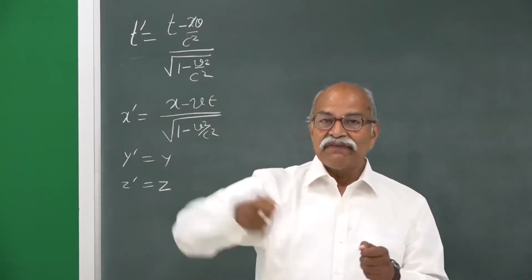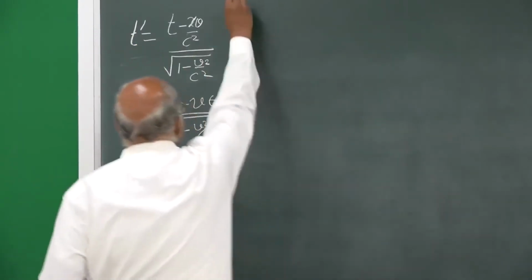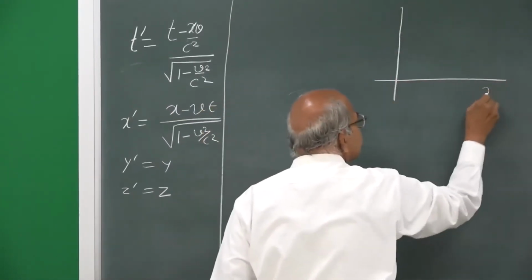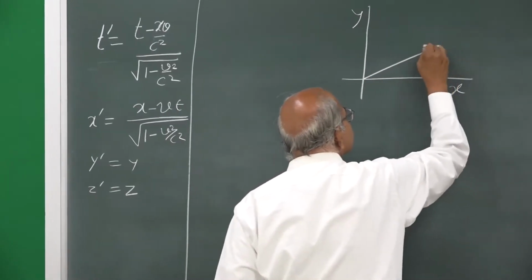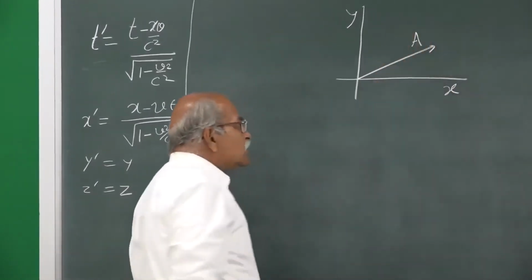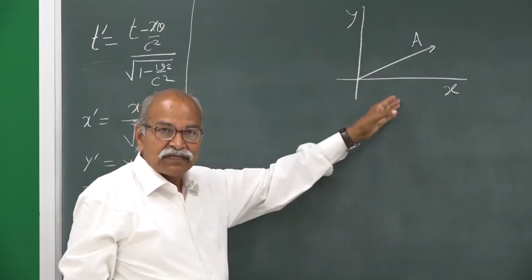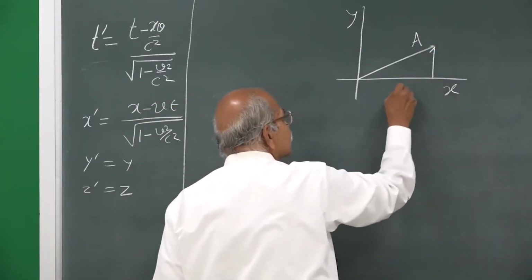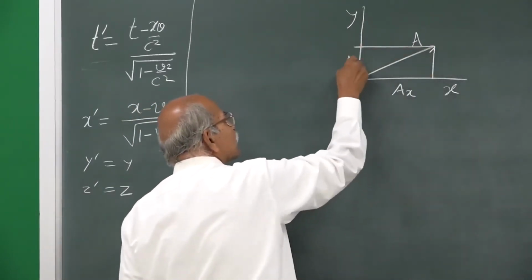So, just like if you have a vector, suppose you have an axis system, this is x axis, this is y axis, and you have a vector. As long as you are in this frame, you are using this coordinate axis, you have a definite component a x and a definite component a y.